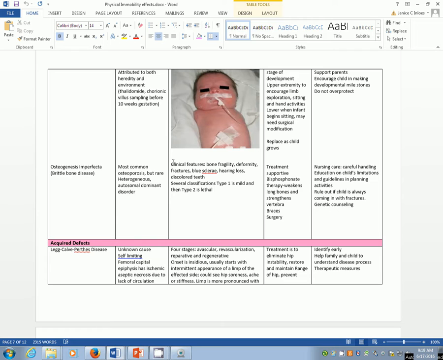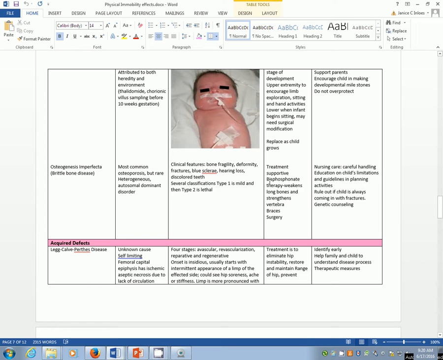One of the things that's real important with this is that what's going to show up in their labs is going to be collagen. They're going to have a lot of collagen, so you're going to be looking for that collagen in their labs.